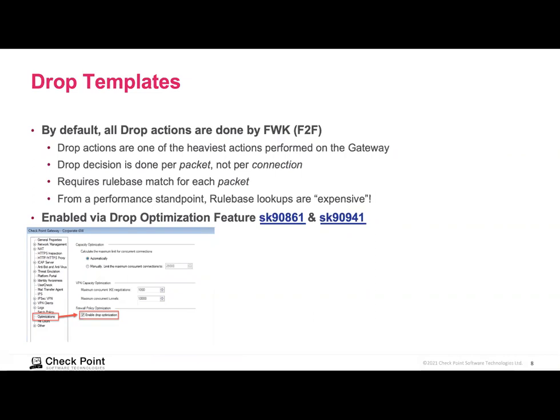If we're dropping the same thing over and over and over again, the gateway can say, hey, we already made this decision. We dropped it once, we dropped it twice. We don't need to keep inspecting it. So this one's really easy to turn on. If you just edit the properties of the gateway, go to the optimizations section, check off enable drop optimization, push policy, and you're good to go. And now drop templates are enabled.